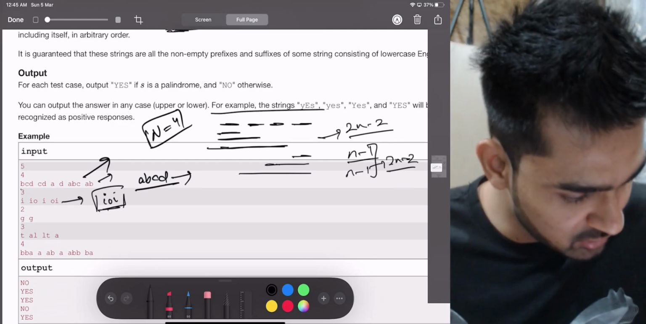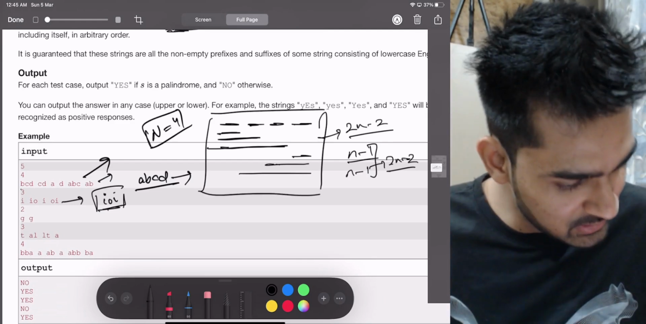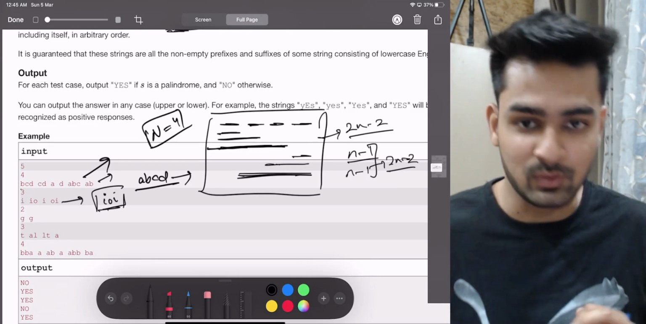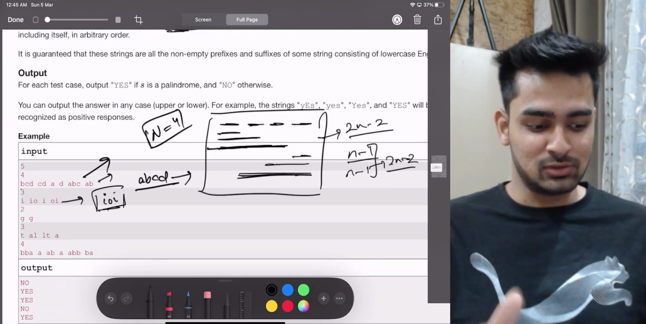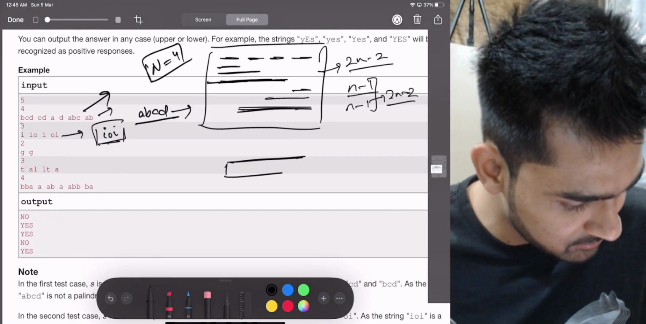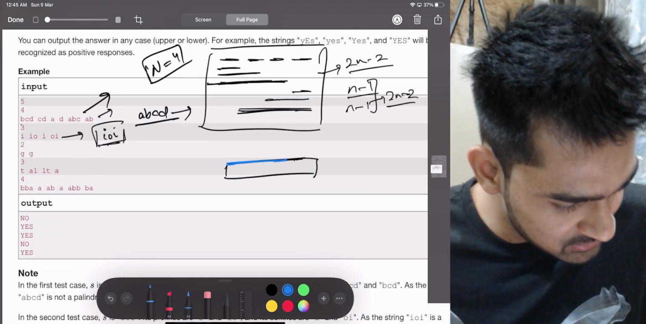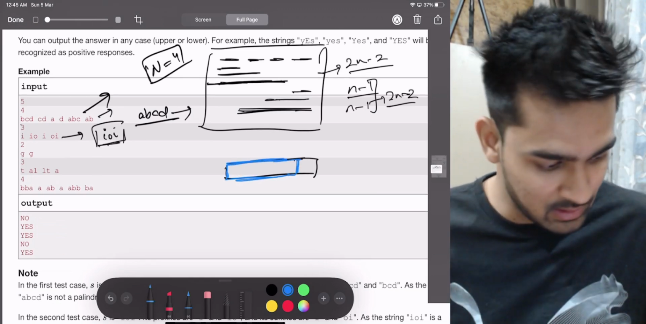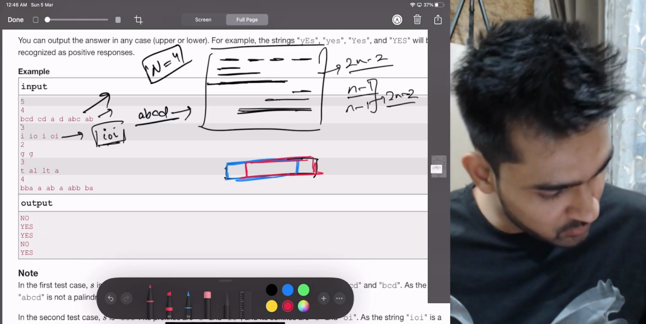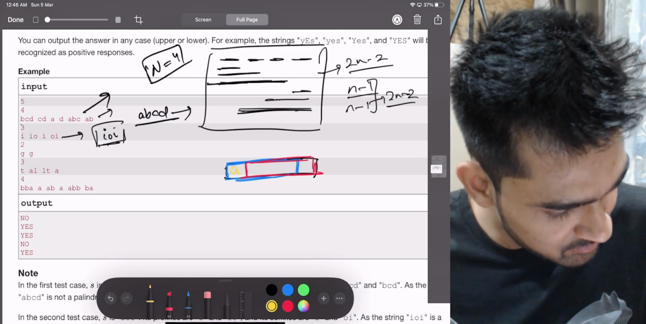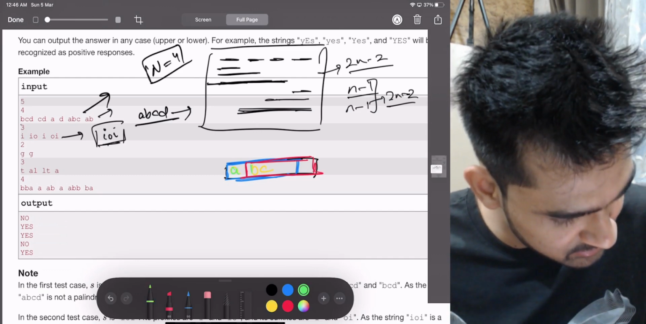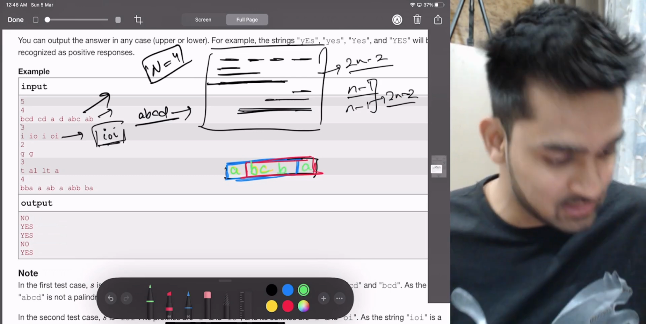If you look at this part, you will see that we had one prefix of length n minus 1 and one suffix of length n minus 1. And this prefix and this suffix actually had almost all the characters of S. So if this was your entire string, you had a prefix and you had a suffix. Let's say the string was A, B, C, B, A.